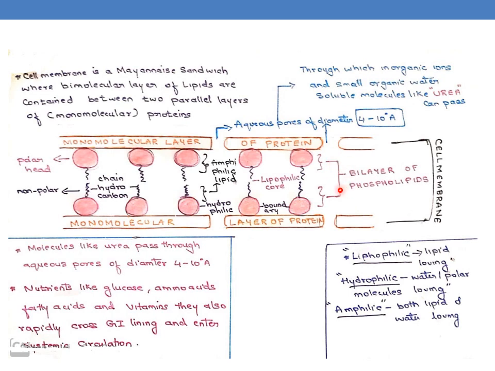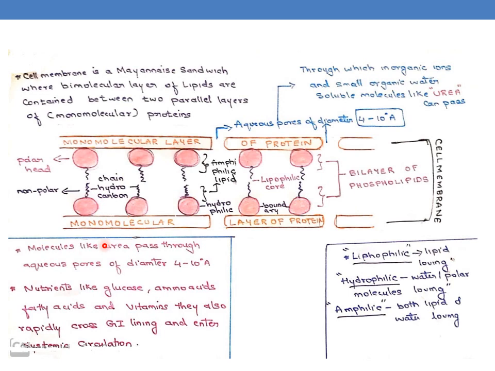This is the bilayer of phospholipids. As discussed, our phospholipid is an amphiphilic molecule. It has a polar head and a non-polar tail. This is the polar head and this is the non-polar tail. This hydrocarbon chain is responsible for the relative impermeability of polar molecules, because it is lipophilic.